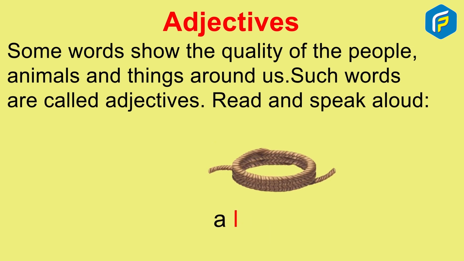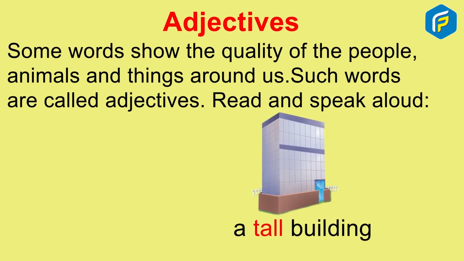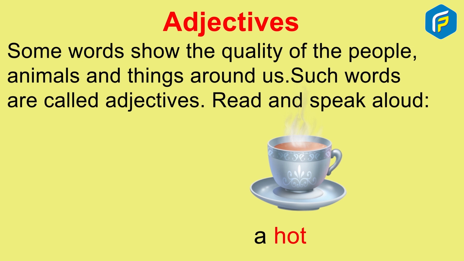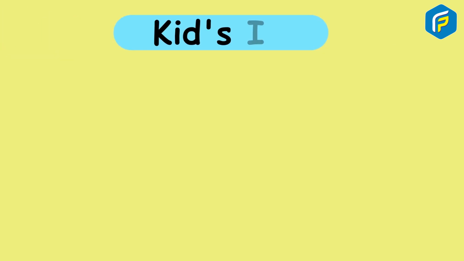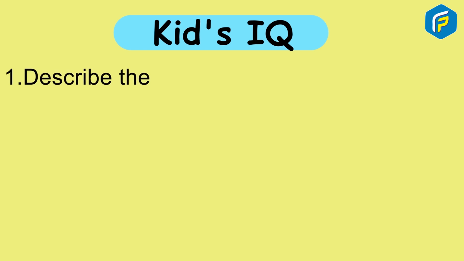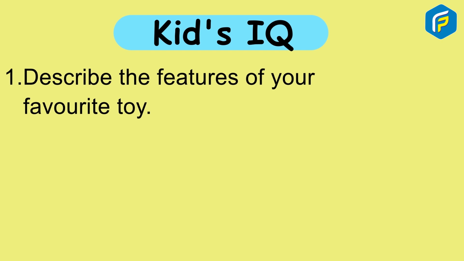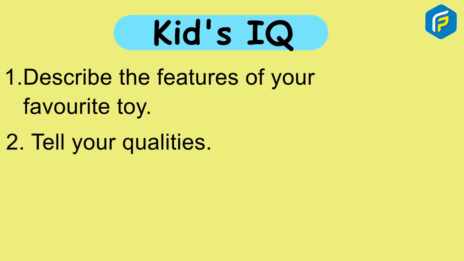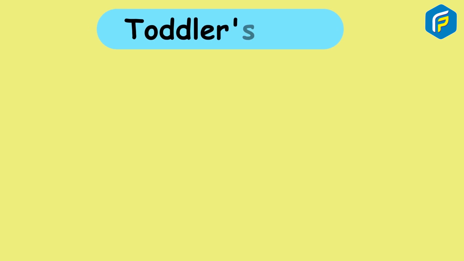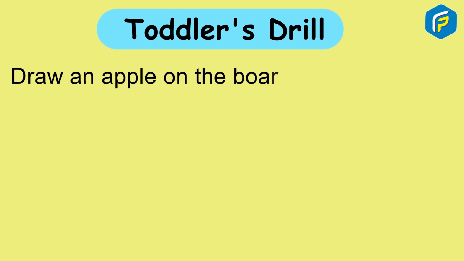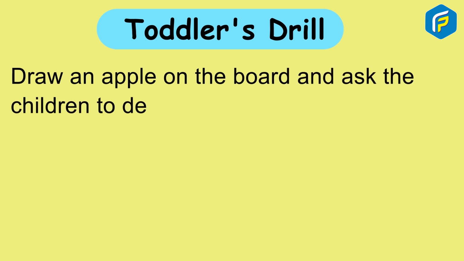A long rope. A tall building. A hot tea. Kids' IQ. Describe the features of your favorite toy. Tell your qualities. Toddler's drill. Draw an apple on the board and ask the children to describe it in one word.